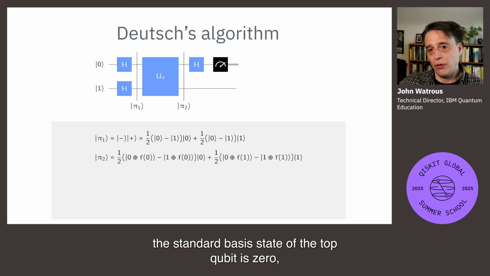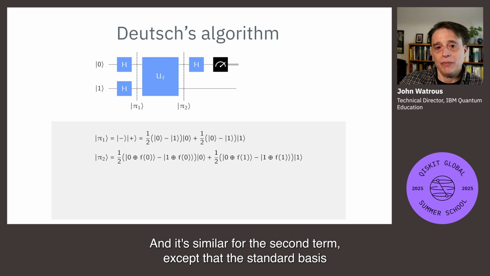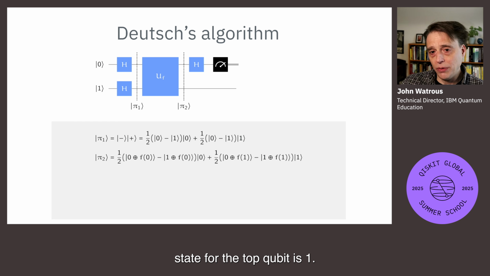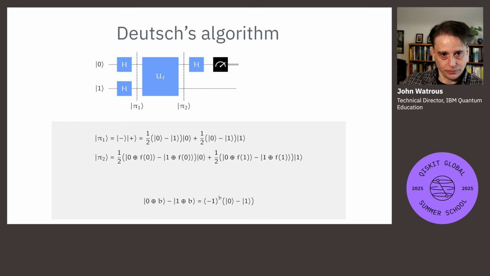For the first term, the standard basis state of the top qubit is 0, so f of 0 gets XORed onto the bottom qubit, and that works by linearity, and it's similar for the second term, except that the standard basis state for the top qubit is 1, so we XOR f of 1 onto the bottom qubit.